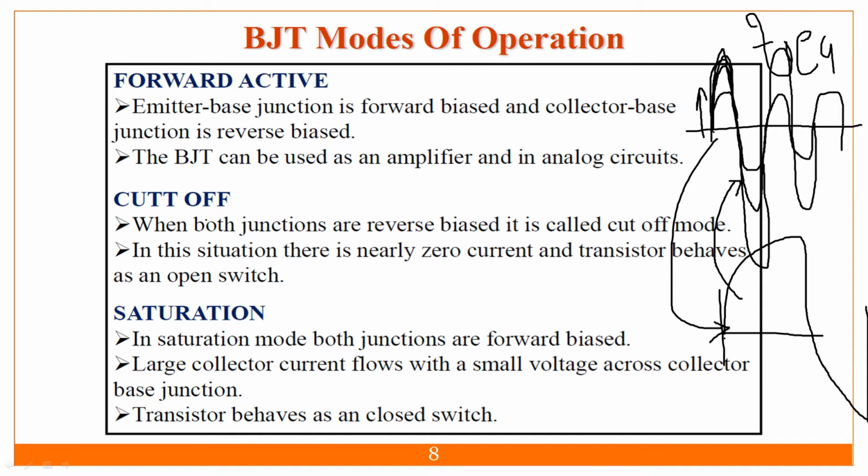Okay, in the cutoff region, keep in mind that both junctions, the base to emitter junction and the collector to base junction, are in reverse bias. The current is nearly zero, and the transistor will act as an open switch. Keep in mind, the transistor will act as an open switch.